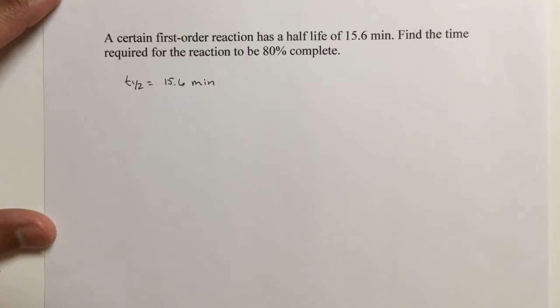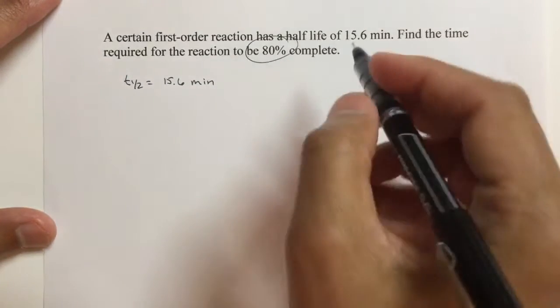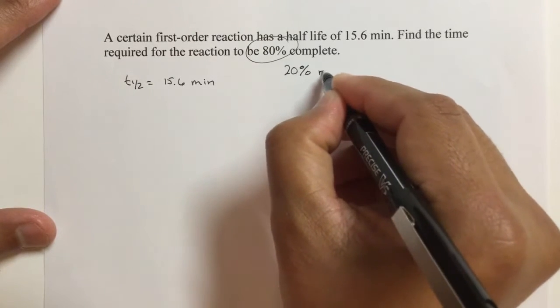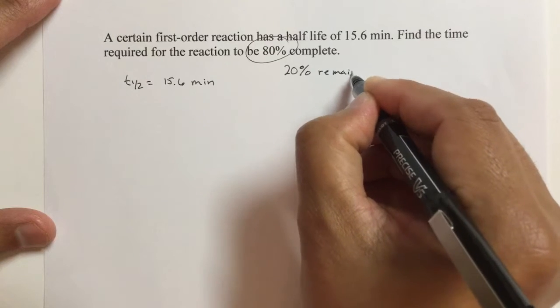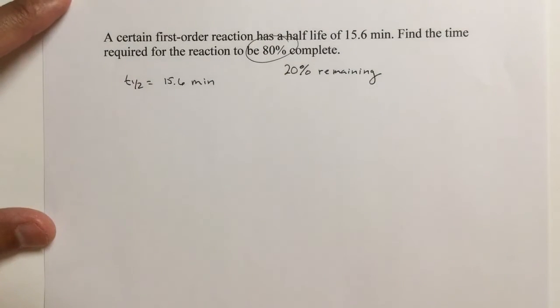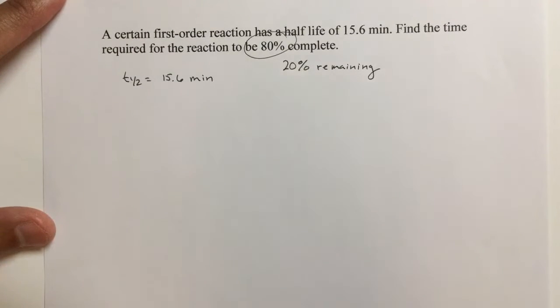So notice they're giving us a percentage or a ratio. The reaction is 80% complete. Be careful here. That means that there's 20% remaining, 20% of reactant remaining. So let's go find the time.